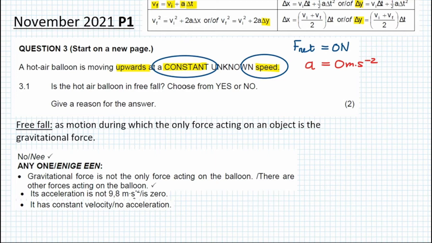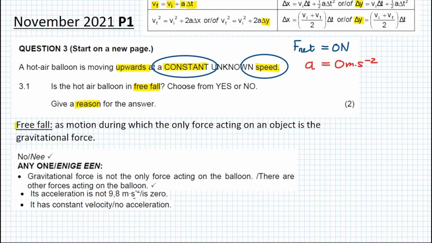Now, question 3.1 says, is the hot air balloon in free fall? Choose from yes or no, and then give a reason for your answer. You're going to get 1 mark for stating whether your answer is yes or no, and then 1 mark for the reason. Let's start off by remembering what the term free fall means.